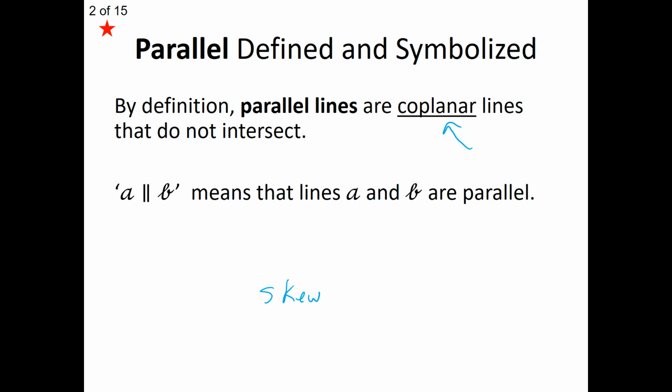We have a symbol to represent what it means for lines to be parallel. It's this little symbol that we have in between these two lines A and B. When we write that symbol, it reads the same as saying line A is parallel to line B.